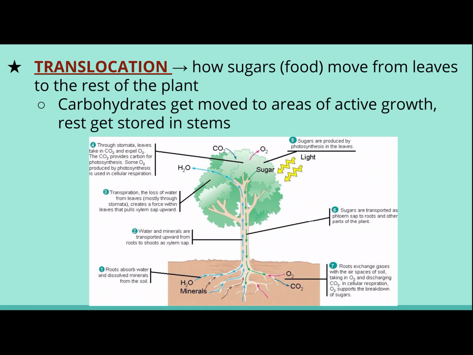And so the carbohydrates get moved from the leaves down to areas of active growth, which, if you remember, is at the root tips and in the stems, okay? And then the rest of it gets stored throughout the plant, and that's what plants will live on throughout the winter, especially plants such as trees. They don't die. They lose their leaves. So if their leaves aren't there, how are they supposed to be performing photosynthesis, and how are they supposed to be making their own food?